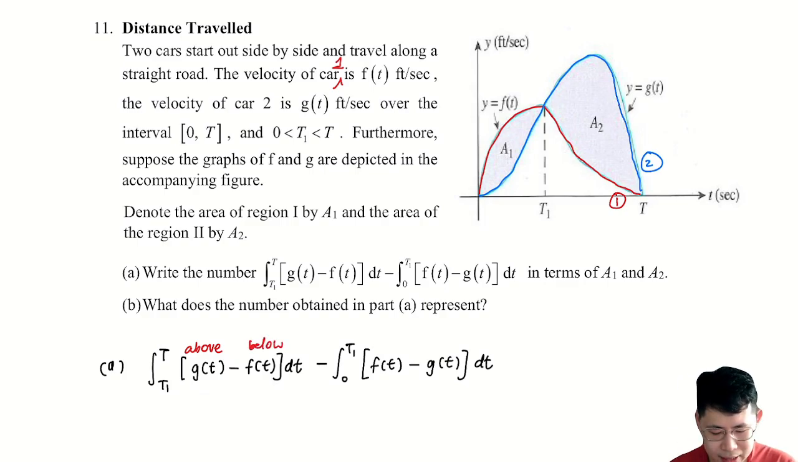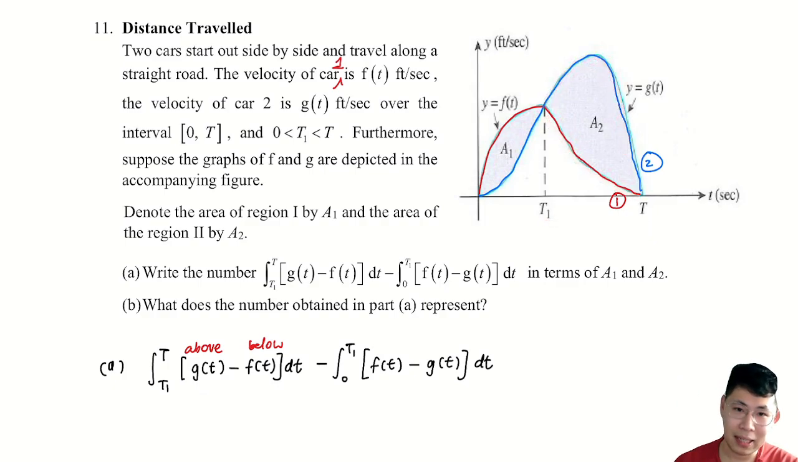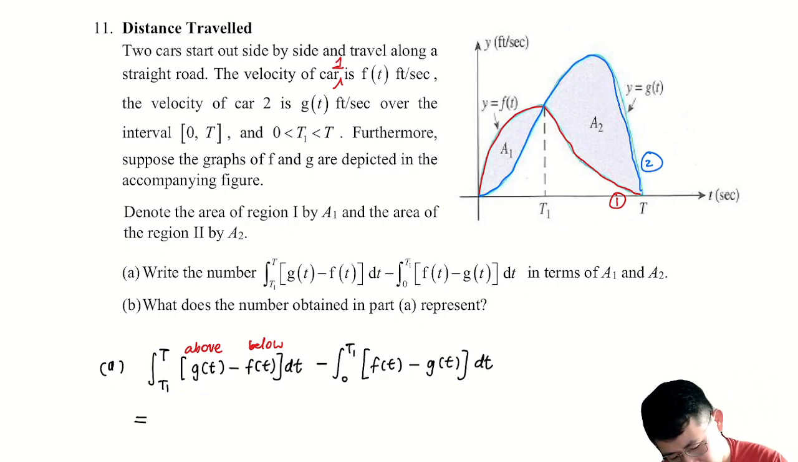So where is GT above FT? From T1 to T. So it's actually from time T1 to T that GT is above FT, right? Something like that. So this first section refers to A2. Okay, so that's the first section.